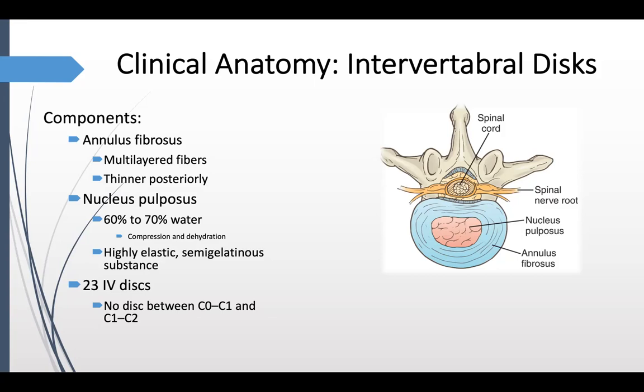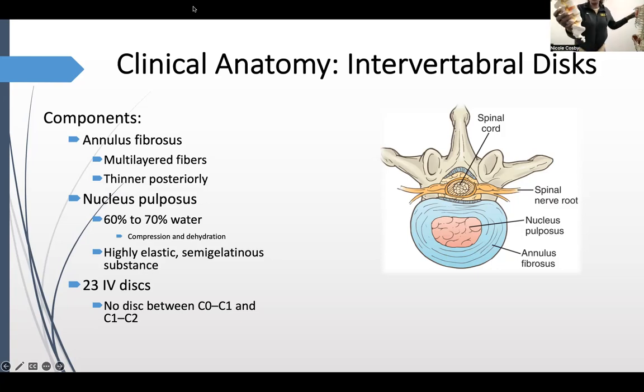They need to be able to rotate across one another to allow the skull to move. So those 2 levels don't have a disc, but every level thereafter does. When you're referring to a disc pathology, one of the things you want to think about is how you name that disc pathology. So let's name the disc pathology.